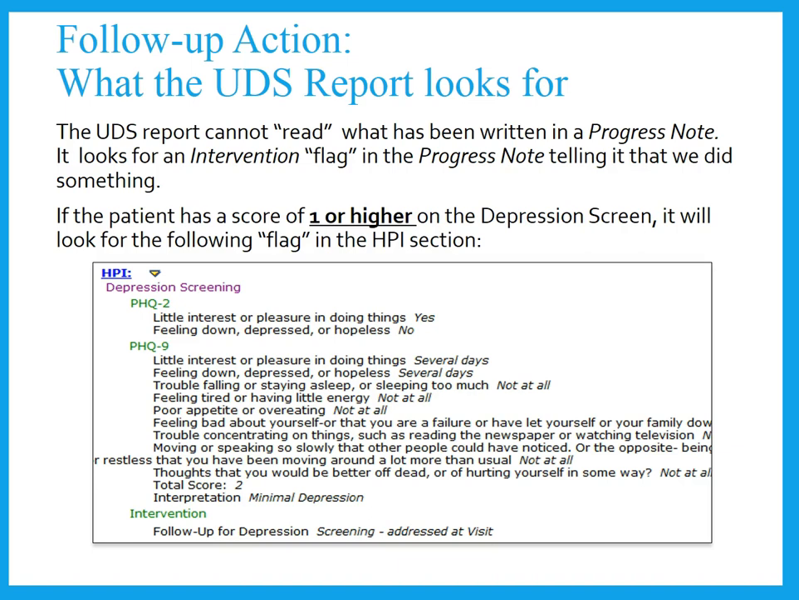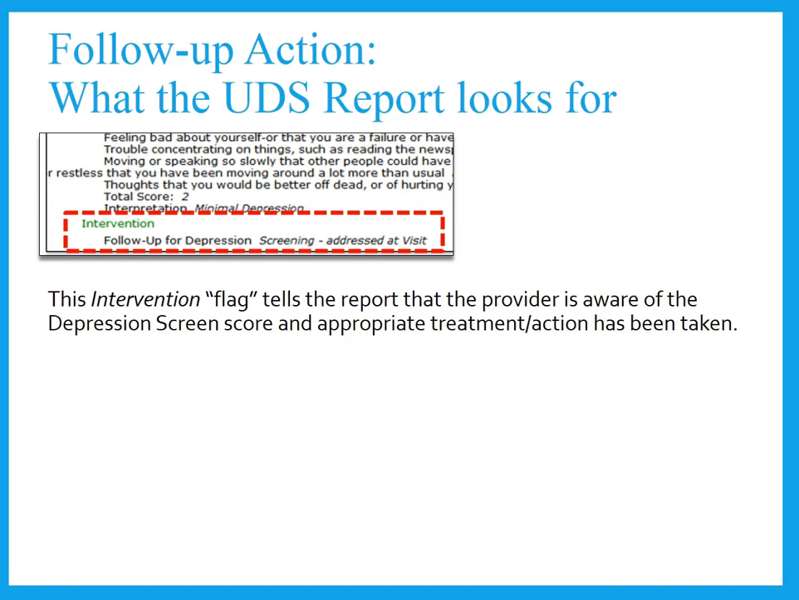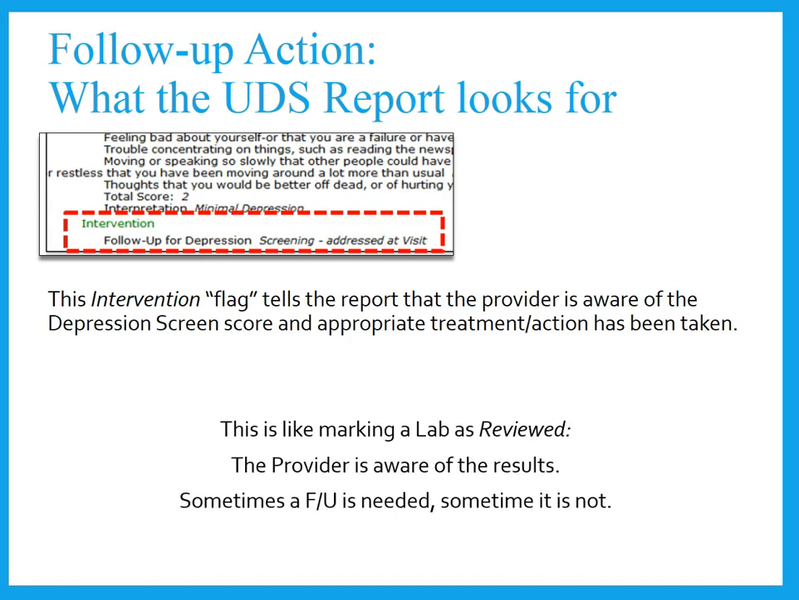The UDS report will look for an intervention flag in the progress note that tells them something was done. If the patient has a score of 1 or higher on the depression screen, it will look for the following flag in the HPI section. This intervention flag tells the report that the provider is aware of the depression screen and the appropriate treatment or action has been taken. This is like marking a lab as reviewed. The provider is aware of the results. Sometimes a follow-up is needed, and sometimes it's not.